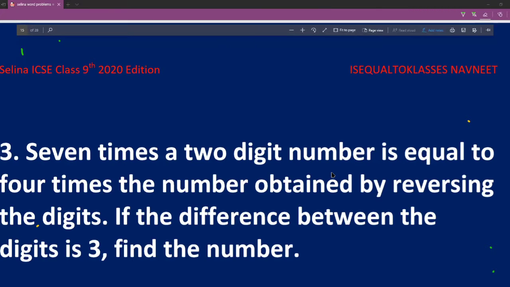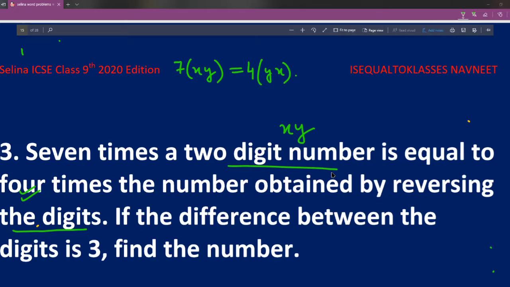So the next question is question number 3. 7 times a two-digit number. Again, the two-digit number, what we'll assume is xy. 7 times a two-digit number is equal to 4 times the number obtained by reversing the digits.